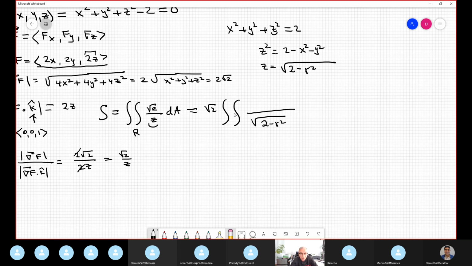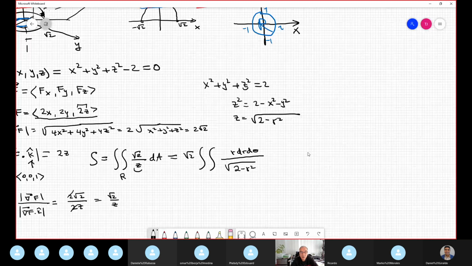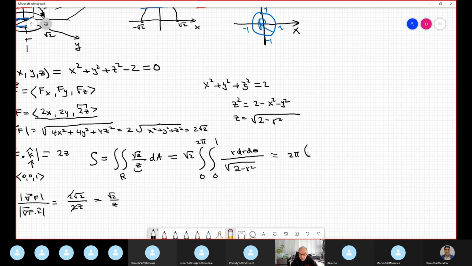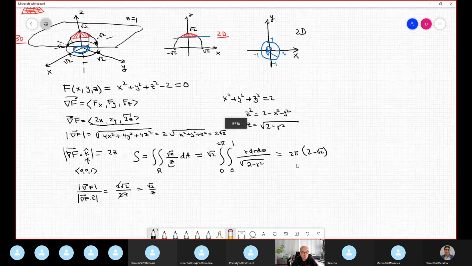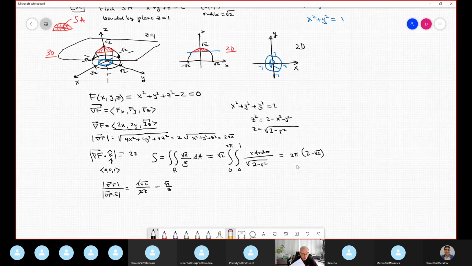And on top we have radical 2, but I put it outside. Therefore, I put the Jacobian. This is r dr dθ. And r goes from 0 to 1 as the radius, and theta goes from 0 to 2 pi because it's a full circle, no quarter circle or semicircle. And this is the integral I need to find, and the answer is 2 pi times (2 minus radical 2). Okay, looks easy, eh? In that way, no?